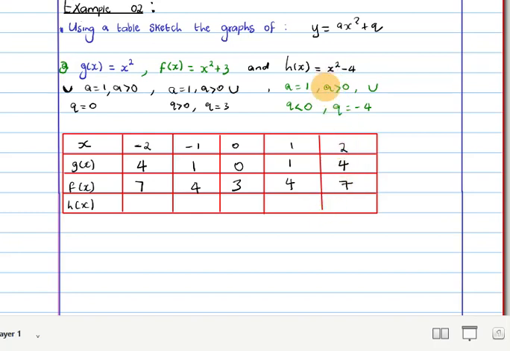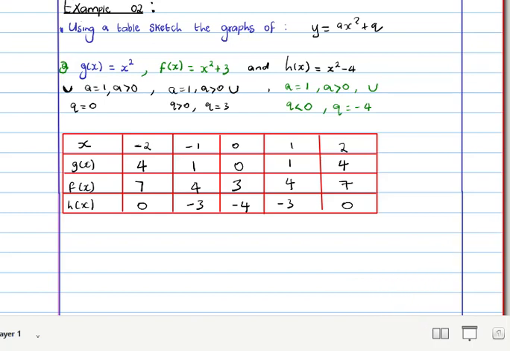Here, -2 squared minus 4, so it's 4 minus 4 becomes 0. Then for -1, open bracket, -1 squared, and then minus 4, it's the same as 1 minus 4, which becomes -3. When you plug in 0, 0 squared minus 4 becomes -4. When you plug in 1, 1 squared minus 4 becomes -3. And when you say 2 squared minus 4, you get 0.